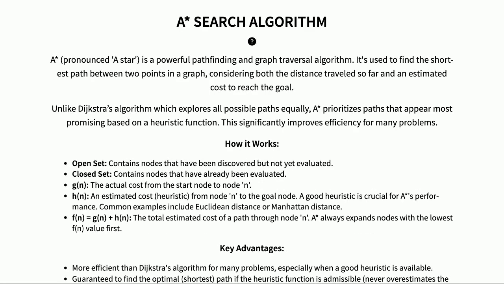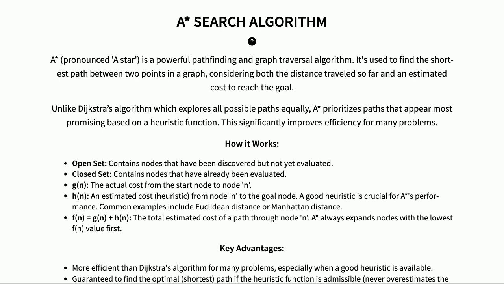Okay, let's talk about A* search. It's a really clever way of finding the best route through a map or graph. Think of it like navigating with a GPS. You don't just explore every possible path randomly, you use an estimate to focus on the most promising ones.